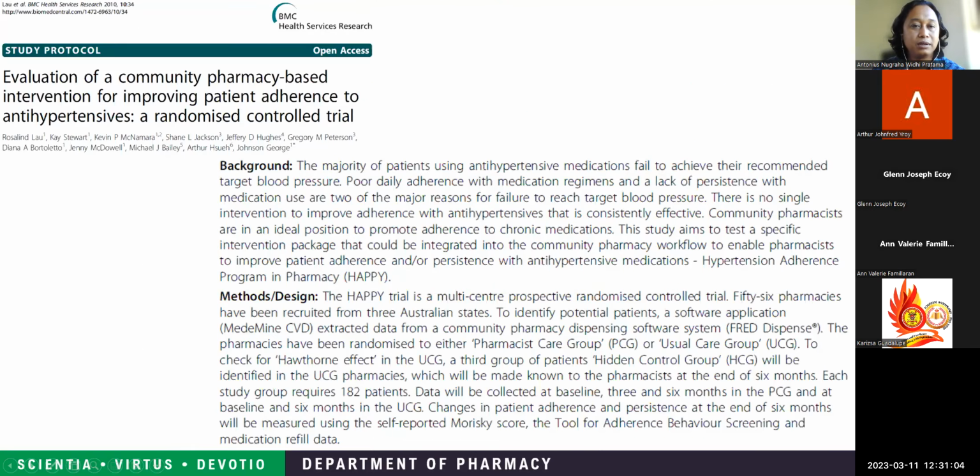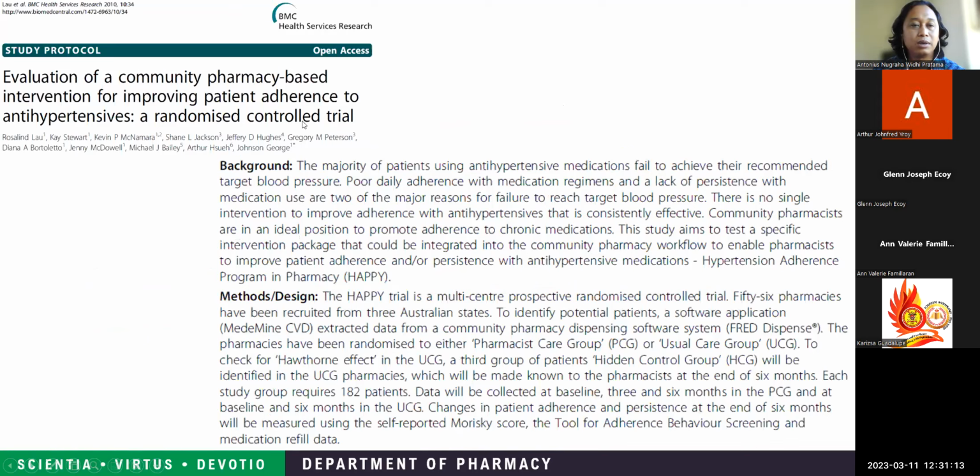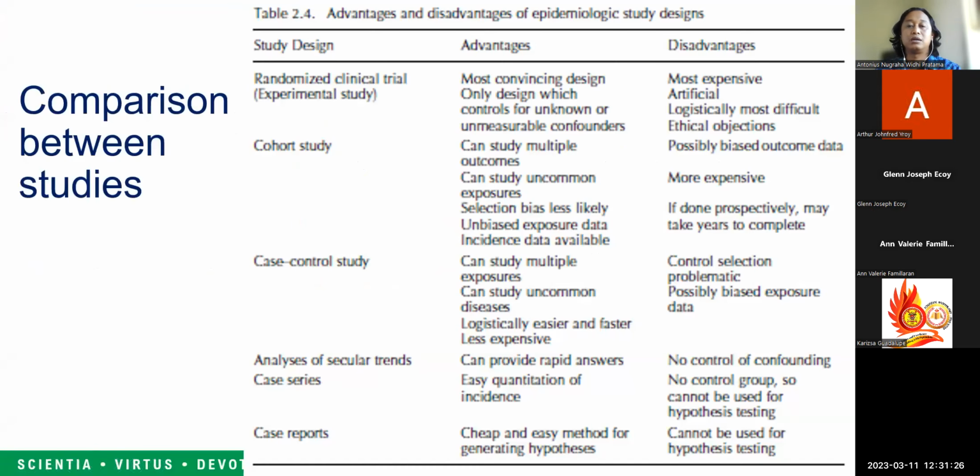So this is the example. This is a citicoline treatment in patients with isolated head trauma. This is the community pharmacy-based intervention. So RCT can be done in population health research as well. Okay. So we already know many study designs today, and there are some advantages and disadvantages.